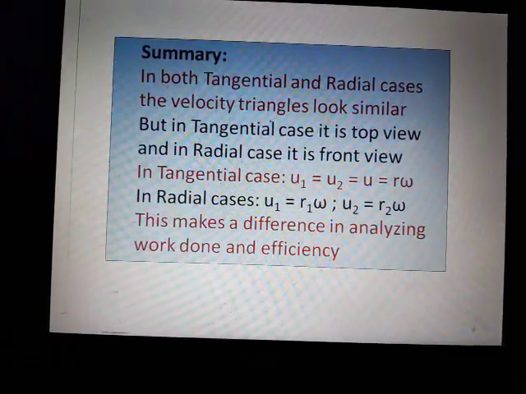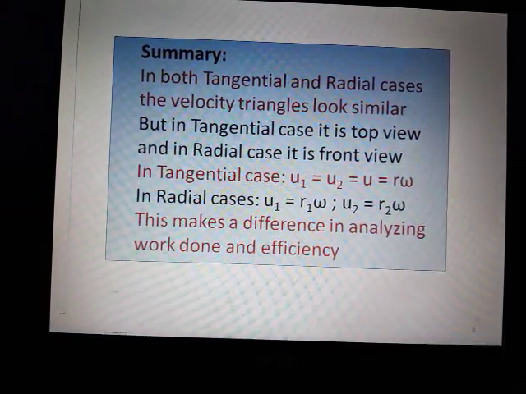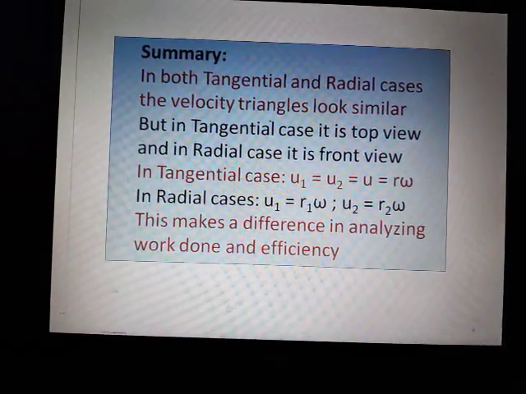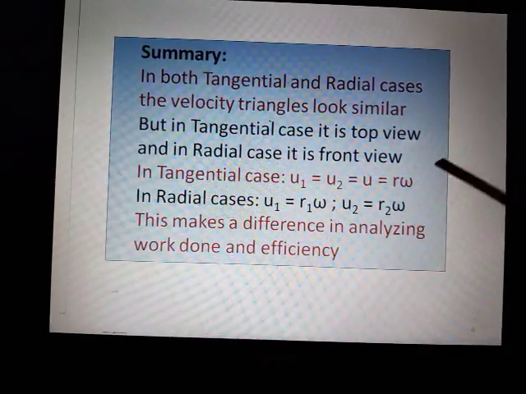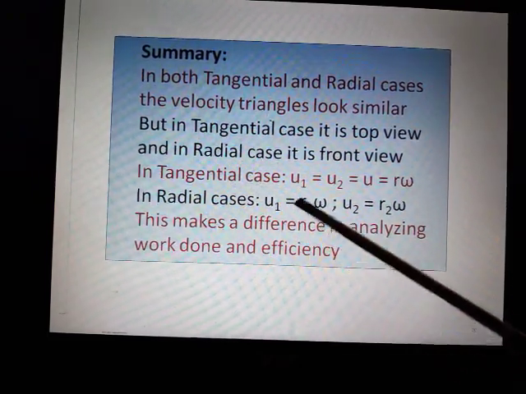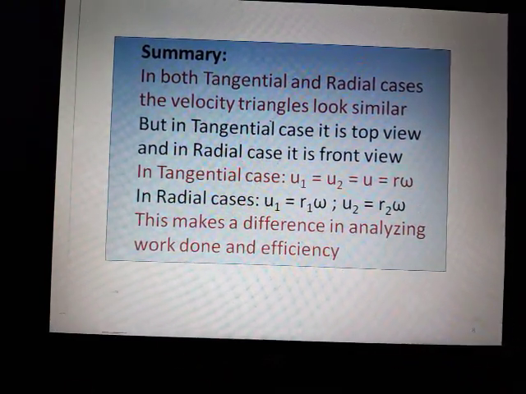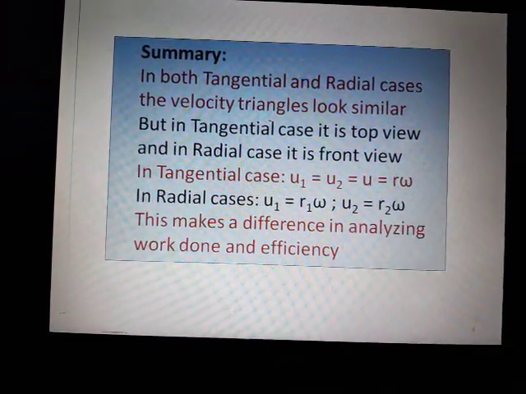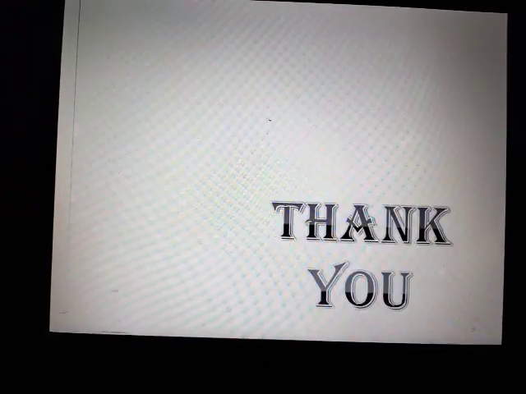So in both tangential and radial cases, the velocity triangles look similar, but in the tangential case it is the top view, whereas in the radial case it is the front view. In the tangential case, u1 is equal to u2 is equal to u, which is given by r omega. In the radial case, u1 is r1 omega, u2 is r2 omega. This makes a difference in analyzing the work done and efficiency in the tangential flow case and the radial flow case. Okay, thank you.